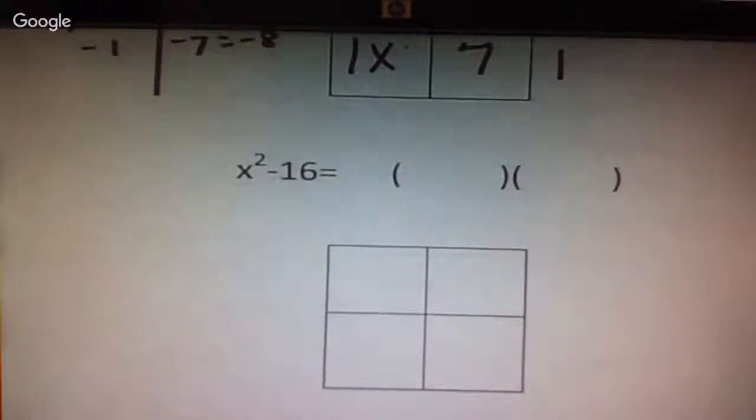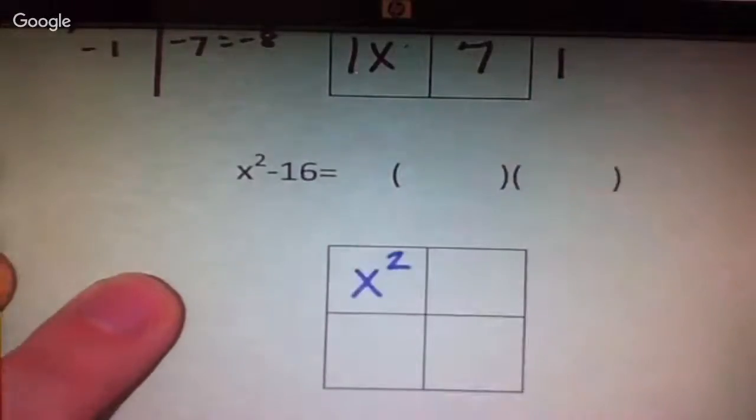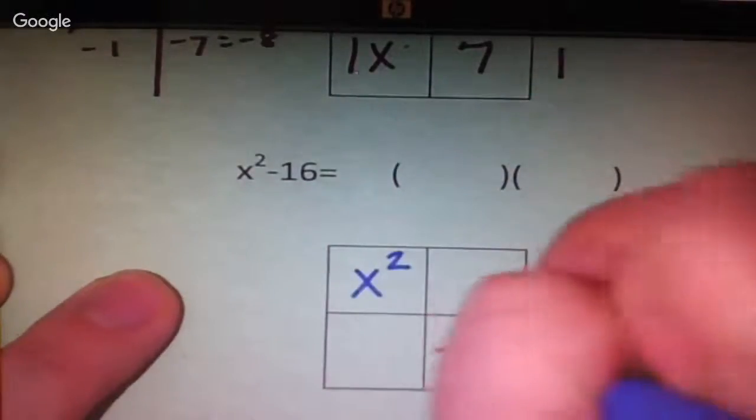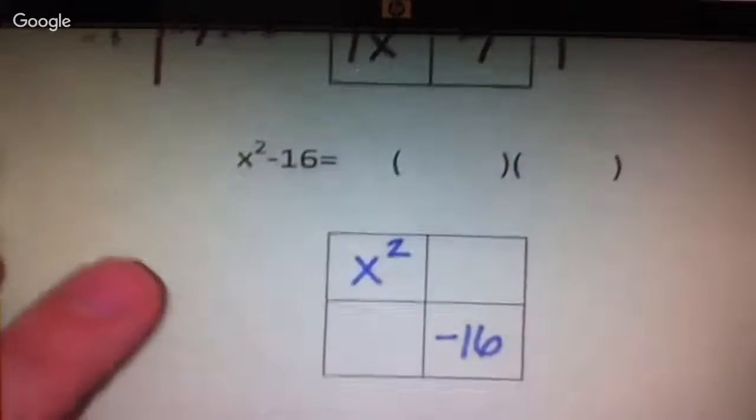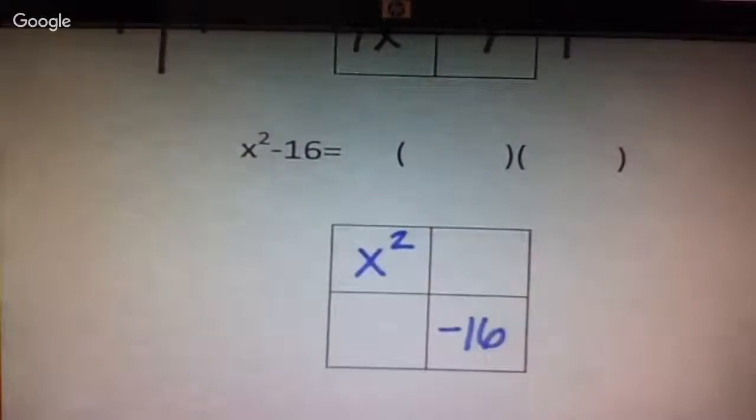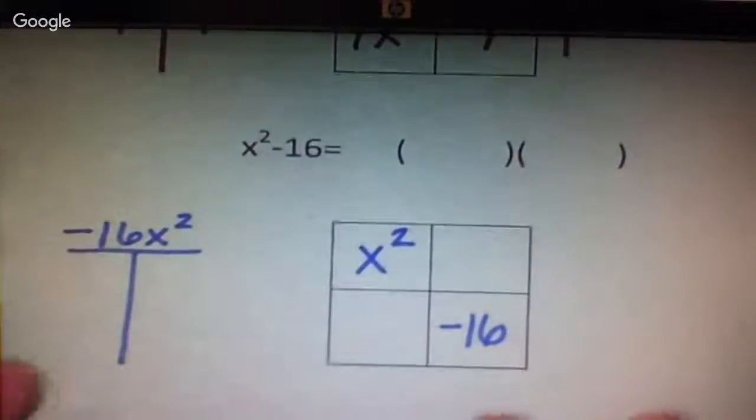Is there a greatest common factor? No, there's nothing we can pull out. So again, my x squared term goes here. My constant value goes here. What am I missing in this one? The number b. The number that goes in front of x, we're missing that. When I multiply these two together, I get negative 16x squared. Good. When my b value is missing, I need to give you your homework.